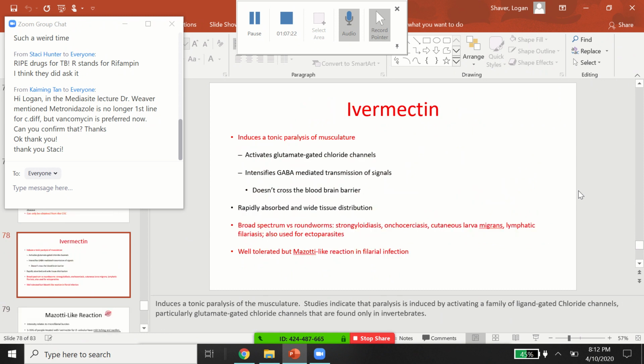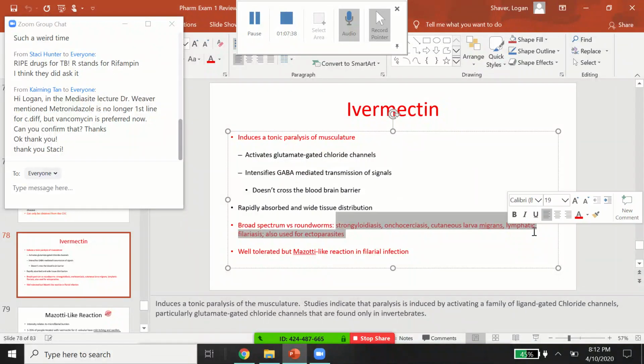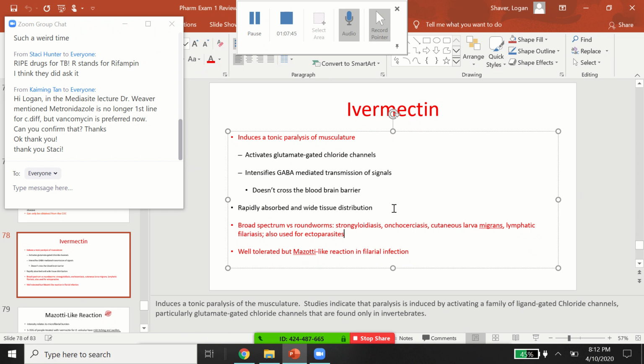Then ivermectin. Ivermectin induces a tonic paralysis of musculature. It has a very broad spectrum when it comes to roundworms, and it lists all these different roundworms specifically. So they could give you a question where they mention a strongyloid or onchocerciasis or something like that, any of these roundworm infections, and ask what kind of drug would you give. Ivermectin.